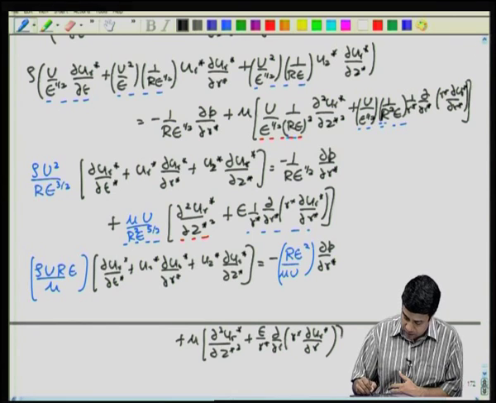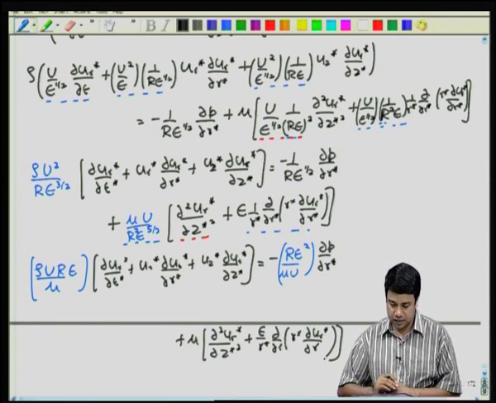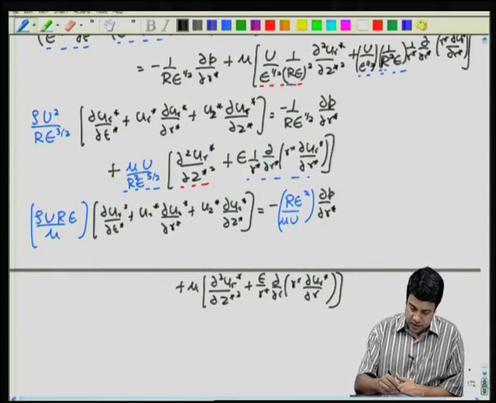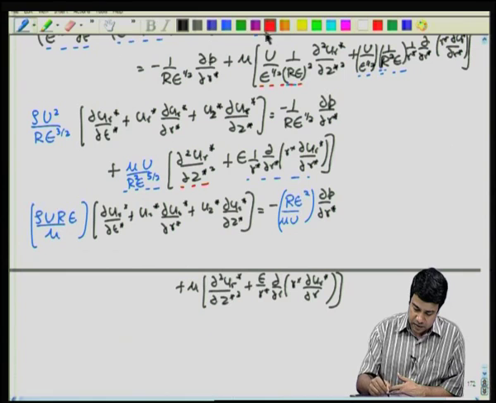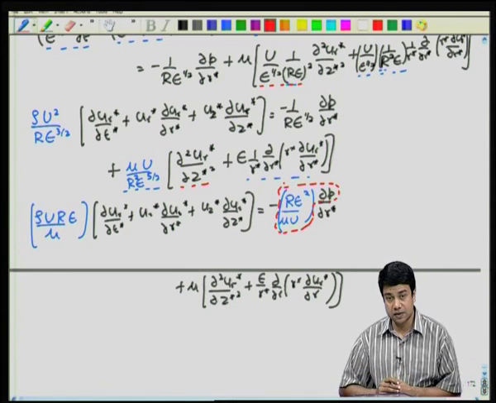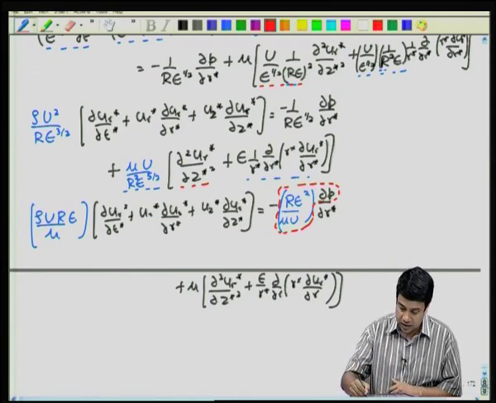Epsilon by r. There is an epsilon sitting in front of the second term there. So, this has given us two things. Firstly, it has given us a scaling for the pressure. This thing is dimensionless, because everything else in the equations is dimensionless. Therefore, this has given me how the pressure varies, what is the scaling for the pressure.